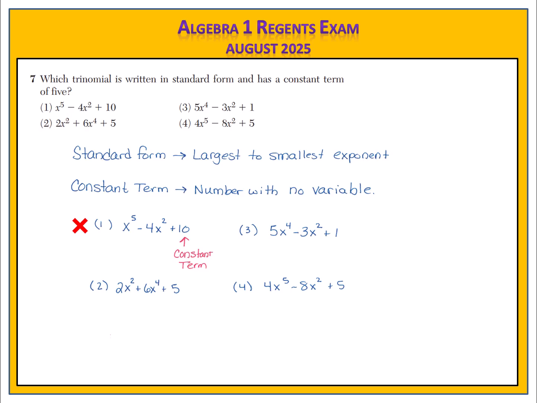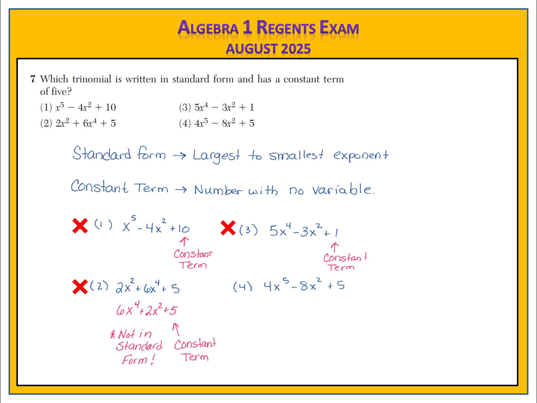Choice 2, we look at the exponents. 2, 4, 5. Those are not going in order from largest to smallest. This is not in standard form, so it is not our answer. If this were written in standard form, do notice that the constant term would be 5, so be careful. The third choice, the exponents are 4, 2, and none. That is in standard form, but unfortunately the constant term is 1, meaning choice 3 is not our answer.